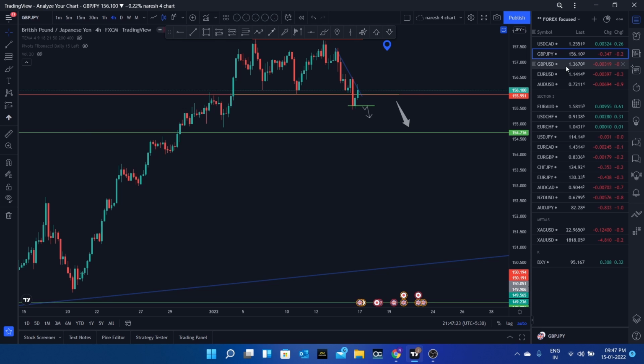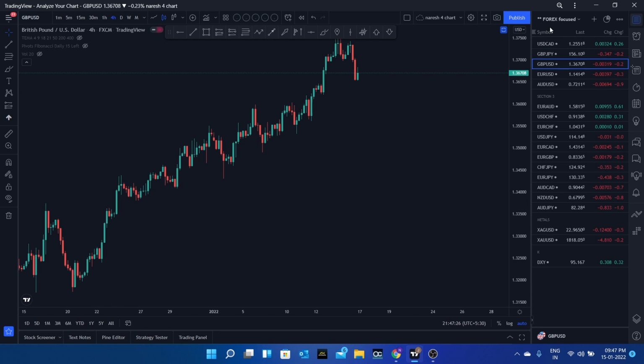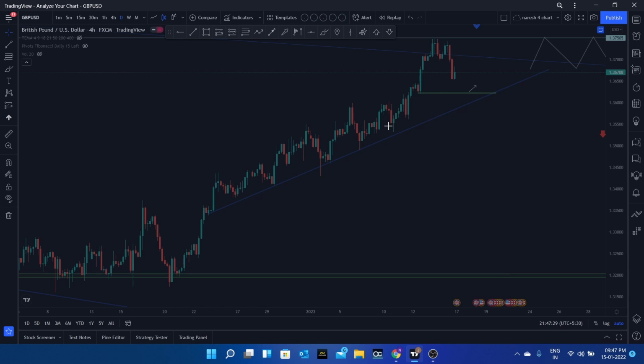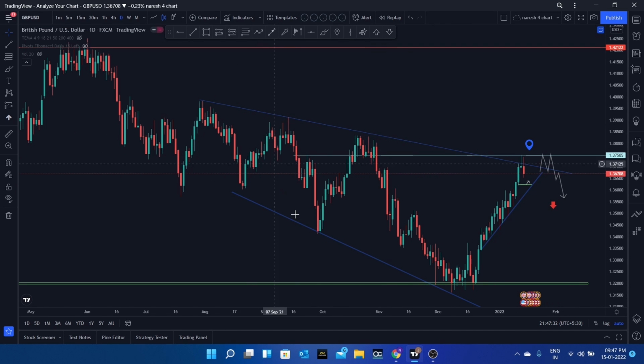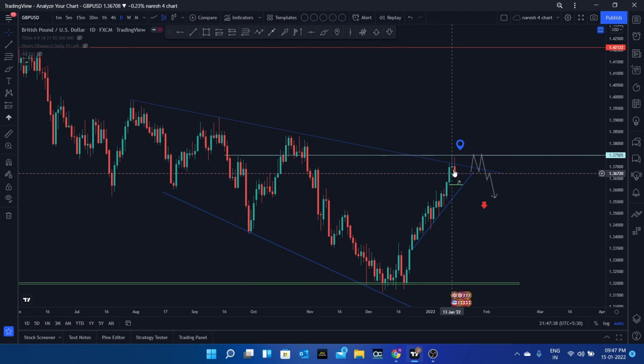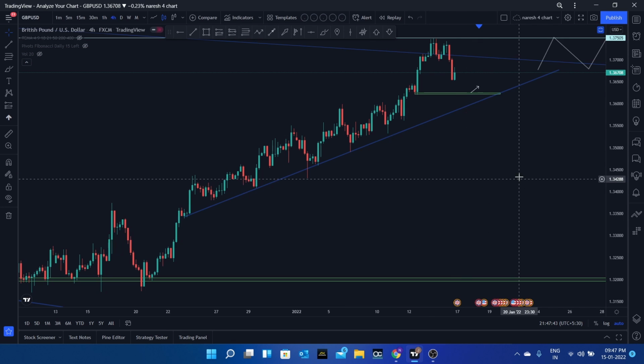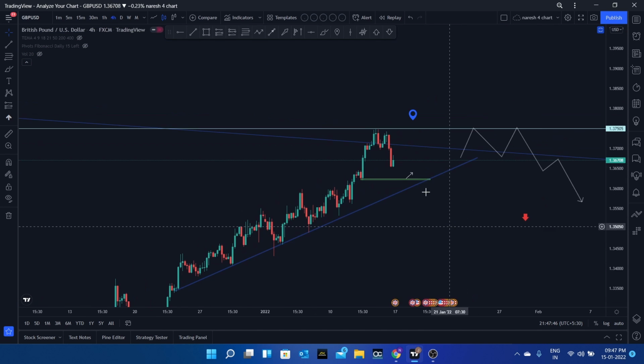Next pair would be GBP USD, guys. In GBP USD on the 1 day time frame, it is in a downtrend for sure, and it is also following a pattern here, and it is at the top of this pattern. So don't try to go for long entries, guys, because there is a high probability it can reverse at any point in this area or this area. Just wait for some consolidation in this area, and if it forms a lower low and retests this area again, you can go for short entries, guys.